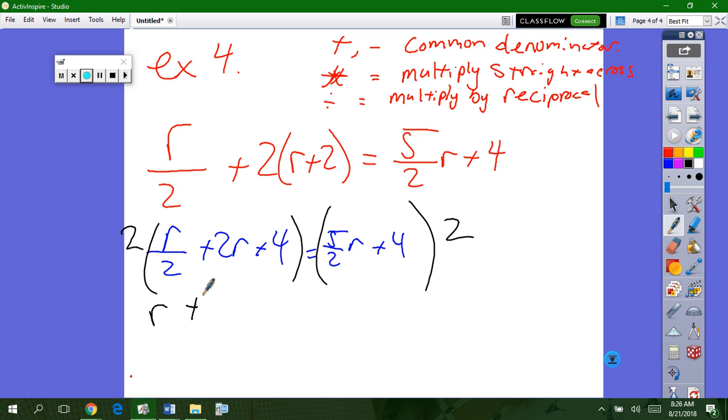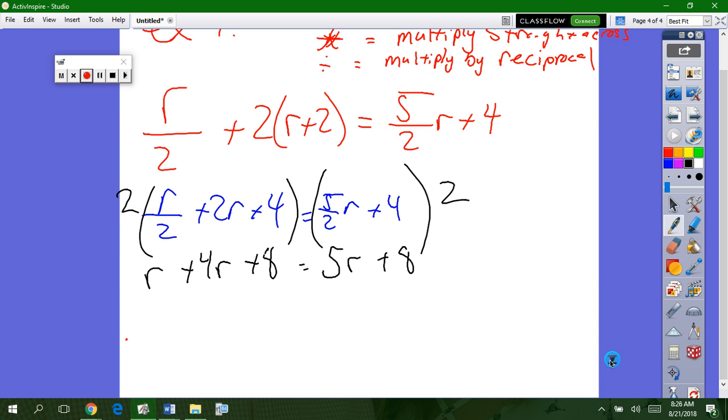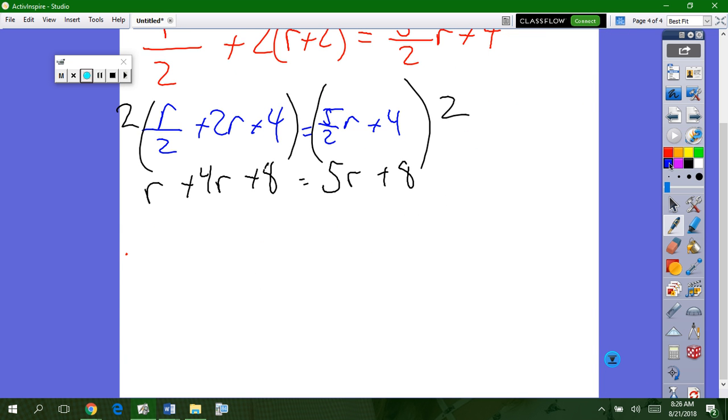4R. 2 times 4? 8. Equals 2 times 5 halves R. 2 and the 2 would cancel, wouldn't they? Just be 5R. Plus 8R. Right? Okay. Combine like terms on the left side.